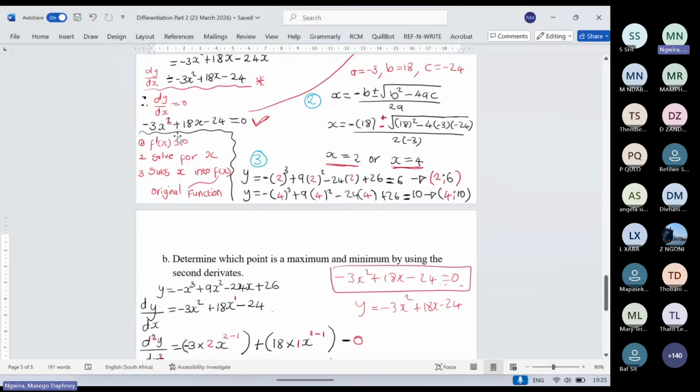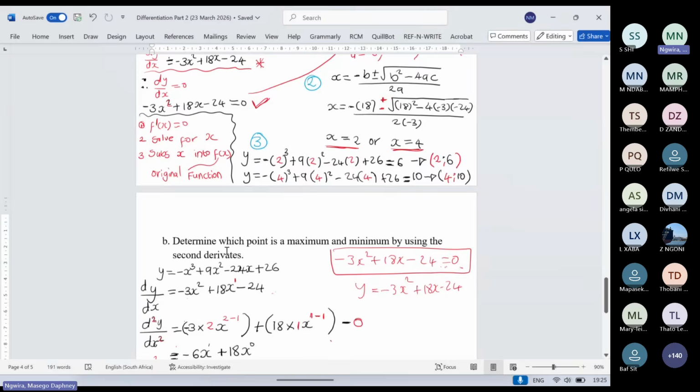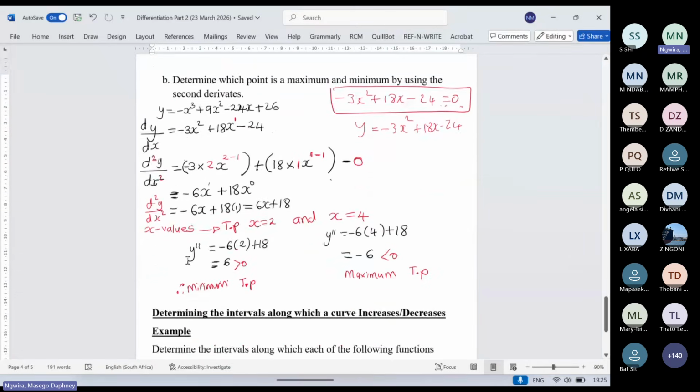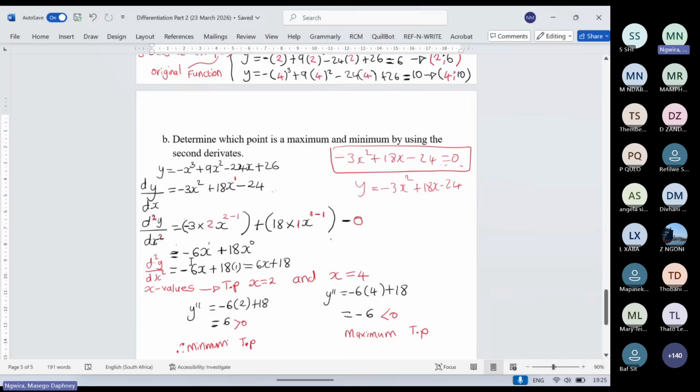We cannot take this equation. A derivative is not an equation, it's an expression. All these are expressions, unless I say equate it to 0 and solve for x. Okay, is it fine? Cool.